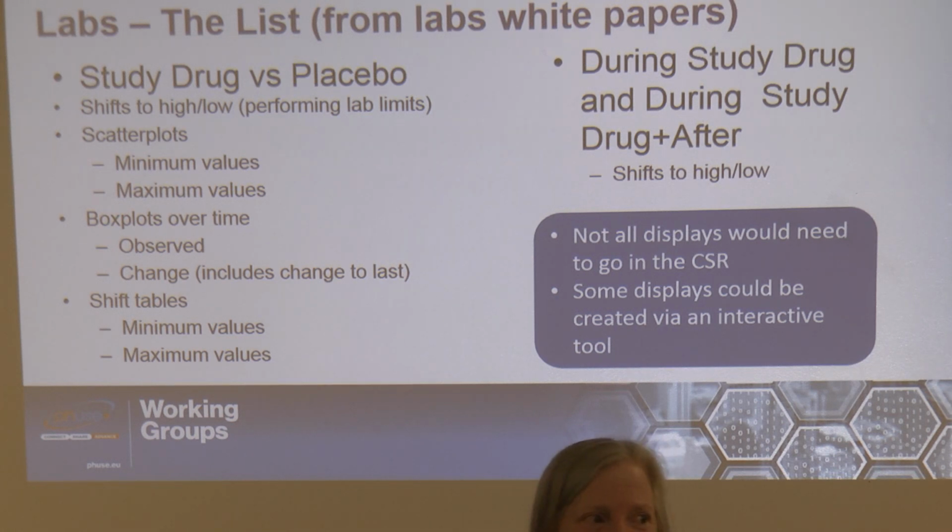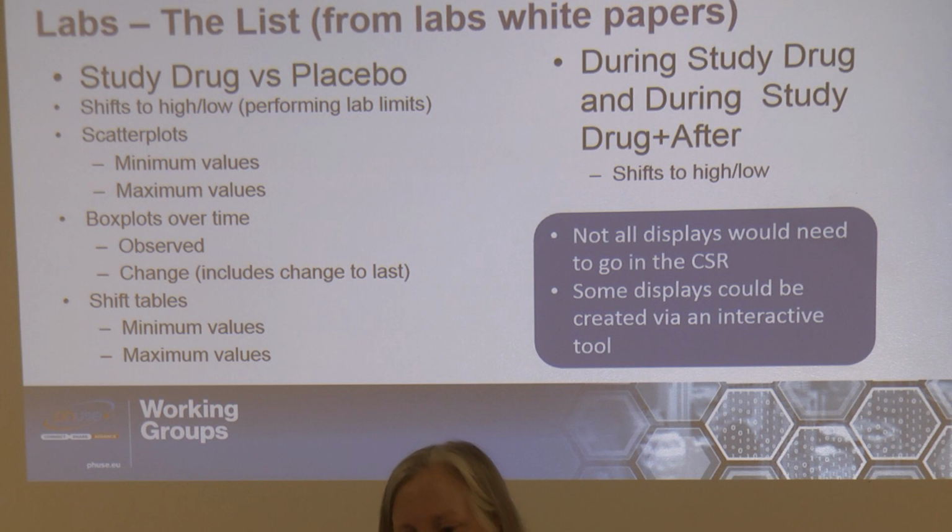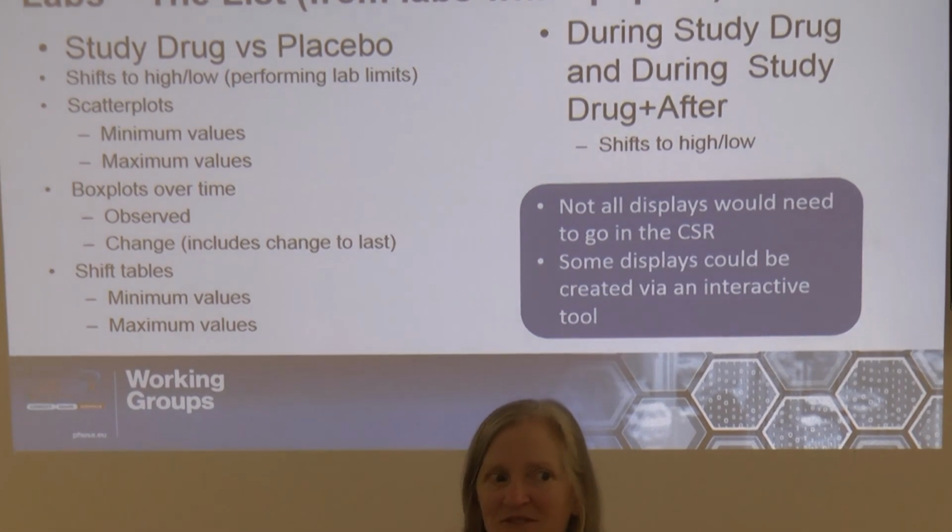All right, let's go to a little bit of labs. I'll probably speed it up a little bit. So for labs, the list is looking at shifts to high and low, looking at scatter plots, looking at box plots, and shift tables, right? I don't know what people's normal practices are, but I'd say for labs, there's even more variation than adverse events, right? We have plenty of variation in adverse events. We probably have even more so with labs.